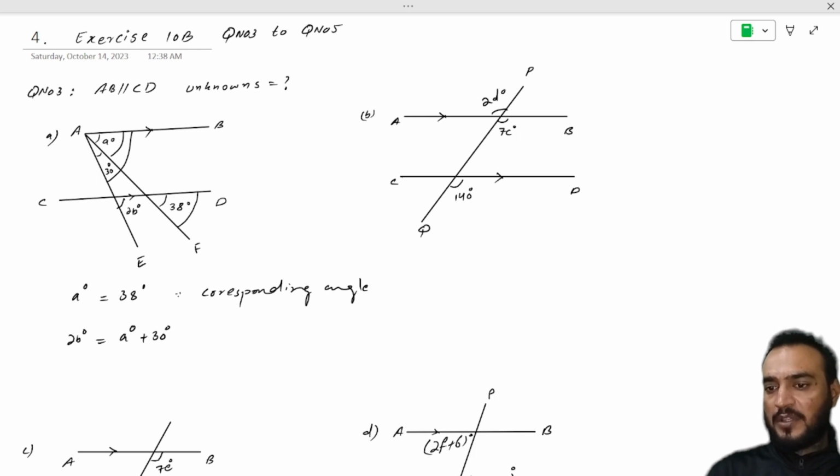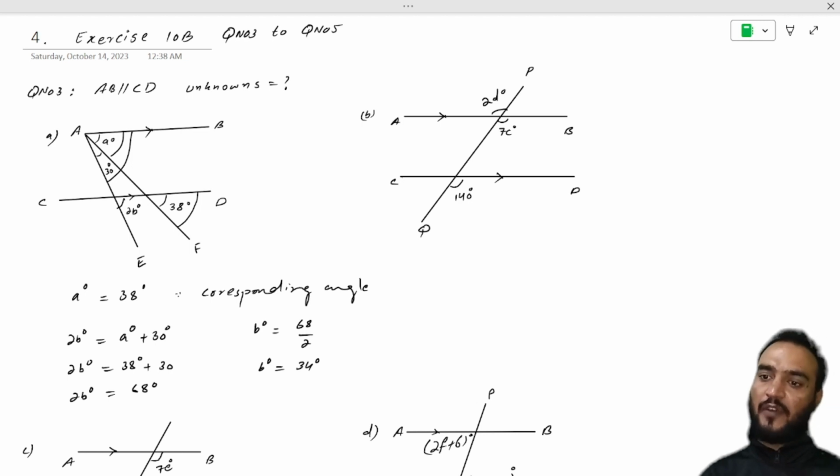So we will put the value of a degree, which is 38 degree: 2b degree equals 38 degree plus 30 degree, and 2b degree equals 68 degree. We will divide it by 2, so the value of b degree becomes 68 degree divided by 2, and the answer is 34 degrees. The value of b degree is 34 degrees. Hence we have found both the unknowns in part A.